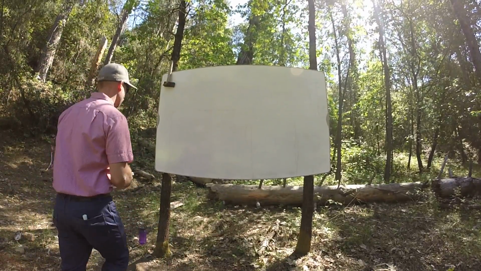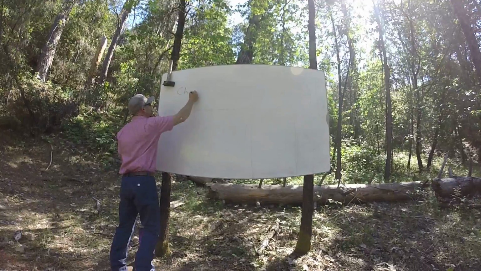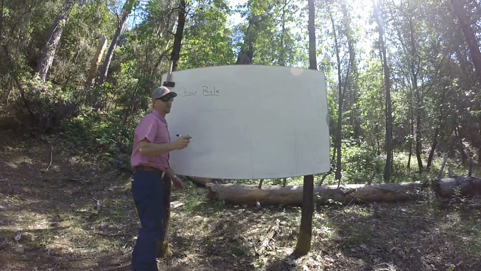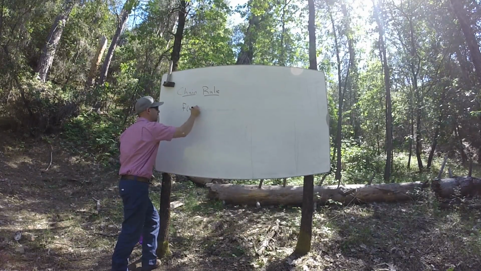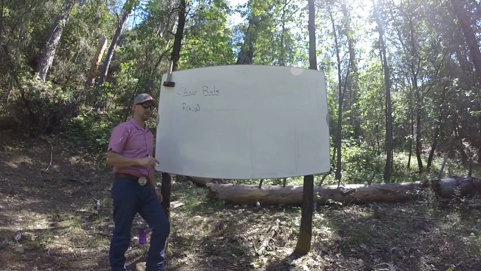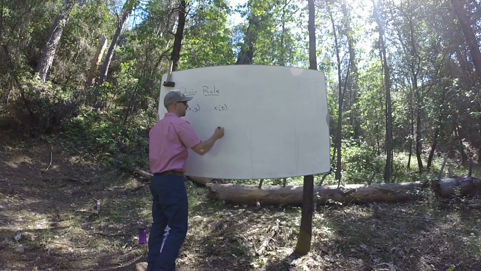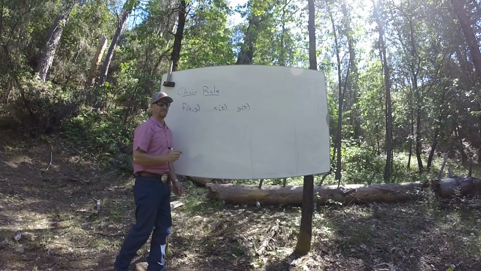So we need a chain rule. Let me give you take one on the chain rule. This is going to be for the situation where I've got a function of x and y, and then x is a function of t and y is a function of t. Cool?